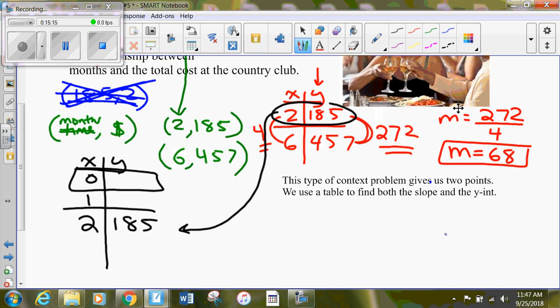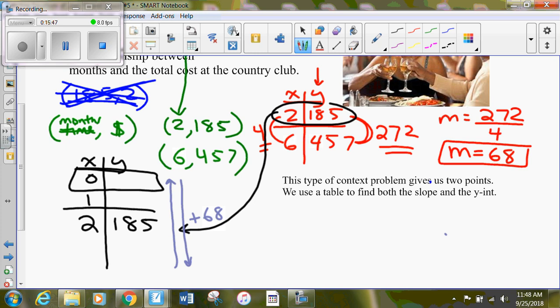So we're going to look at our slope, and we're going to notice that since our slope is 68, that means as we move down the table, we would be adding 68. That would make sense, right? If 2 months is $185, then 3 months would be $185 plus another 68. The more we move down the table, the more expensive this country club's going to cost us. But we don't want to move down the table. We're not interested in knowing how much the country club costs in 10 months. We want to know, what is the initial cost? What's the y-intercept?